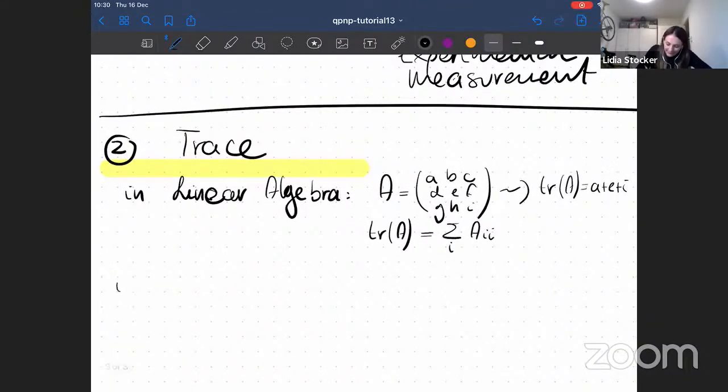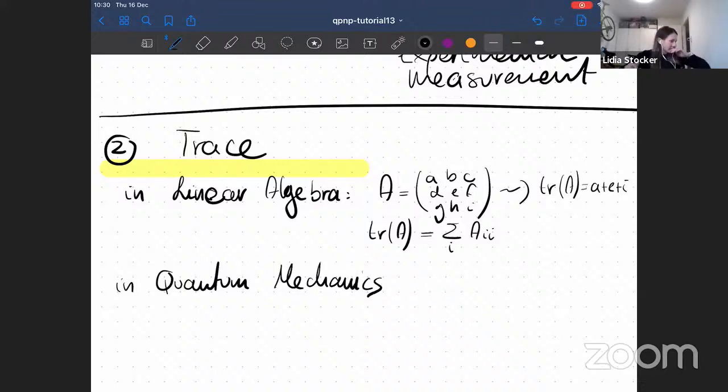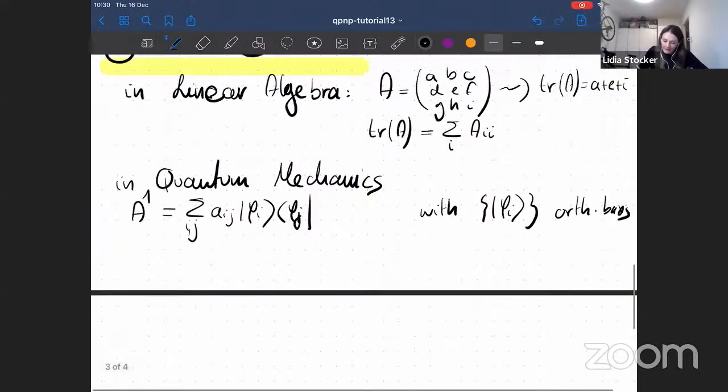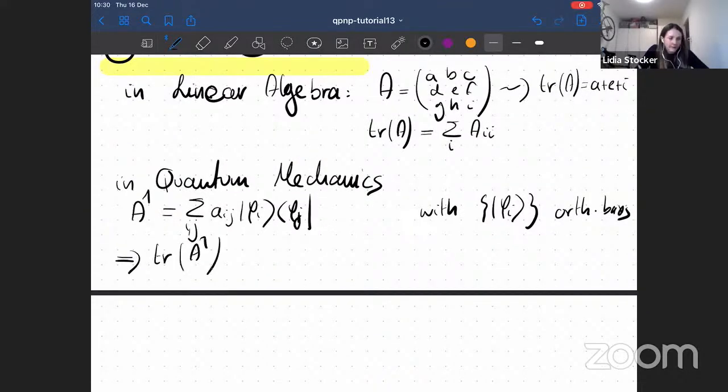In quantum mechanics, we have basically the same. It's just that we define it with the Dirac bra-ket notation, as we usually do with everything. And if we have H, an operator of this type, where, let's write it as I did it, psi i, psi j, with psi an orthonormal basis, then the trace of this operator is defined as the sum over j prime of psi j prime applied to my operator, of all of the elements.